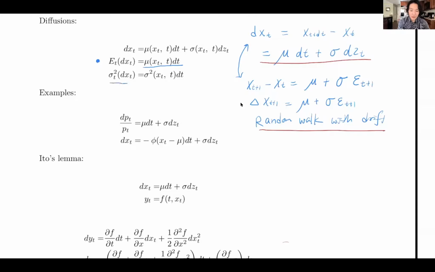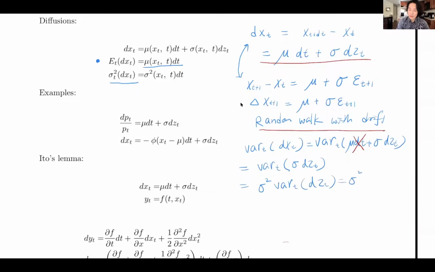비슷한 방법으로 여기에 있는 conditional variance를 구할 수가 있어요. 이 conditional variance of dxt 어떻게 되는지 봅시다. 이렇게 되죠? 그런데 여기서 우리가 또 알 수 있는 사실이 mu dt는 deterministic한 텀이잖아요. 이미 알려져 있는 숫자이기 때문에 컨디셔널 베리언스를 취하면 그냥 0이 돼요. 우리가 고려할 필요도 없습니다. Now is the conditional variance of sigma dzt, which is sigma squared times variance of zt, which is sigma squared times dt. 이렇게 되죠. 따라서 여기 있는 게 나옵니다.